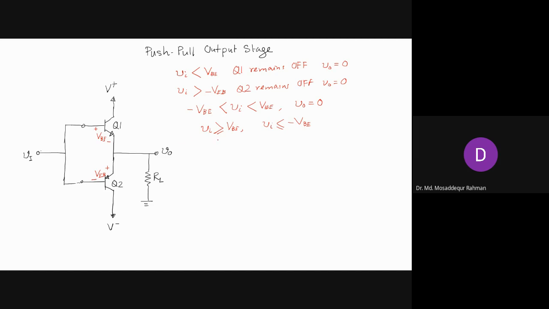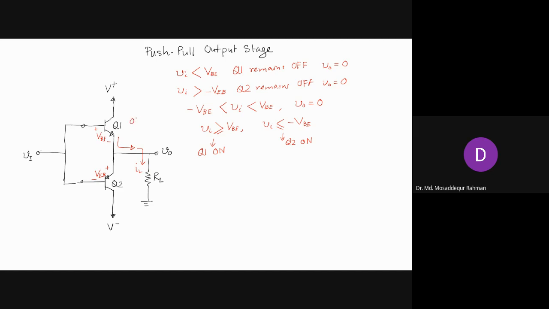So in the first case, when Vi is greater than VBE, Q1 will be on, right? And when Vi goes below, then Q2 will be on, right? So during the positive half cycle, Q1 will conduct, and during the negative half cycle, Q2 will conduct. So in the positive half cycle, when this is on, current will flow this way. This is how the load current flows.